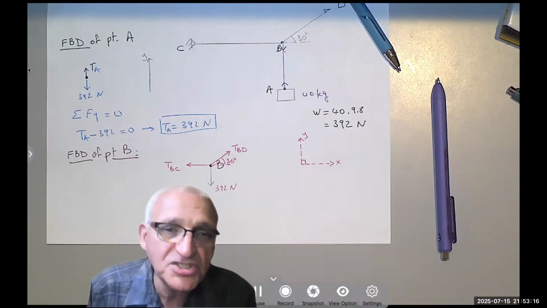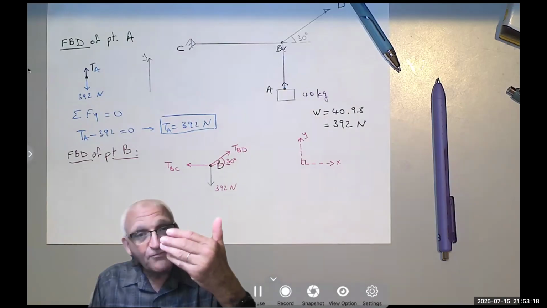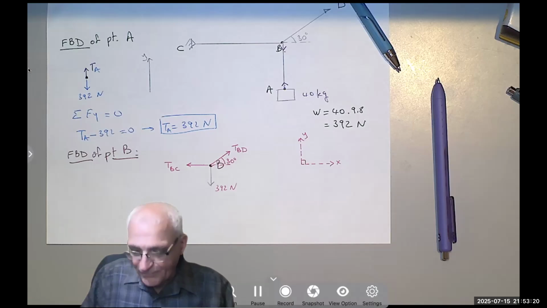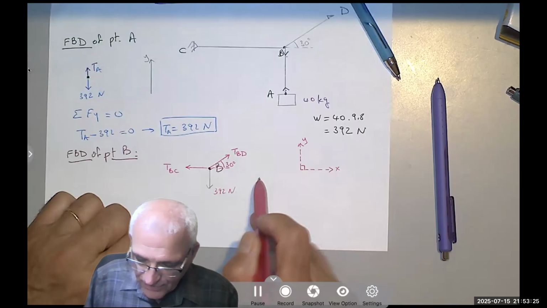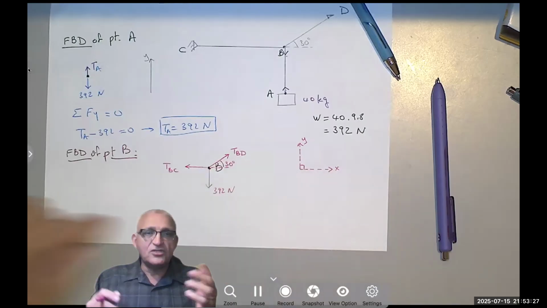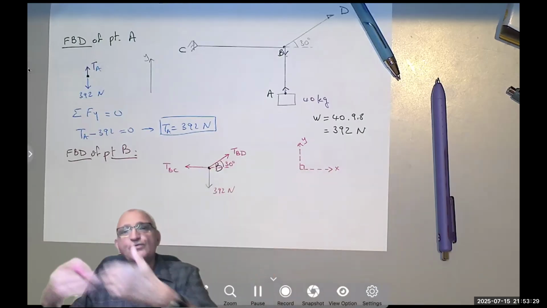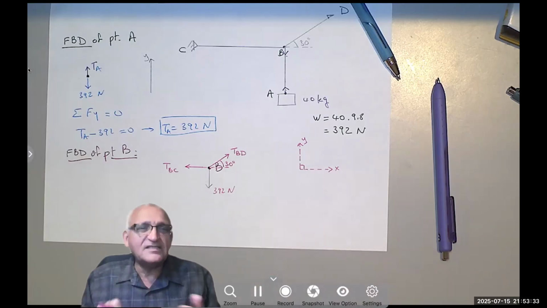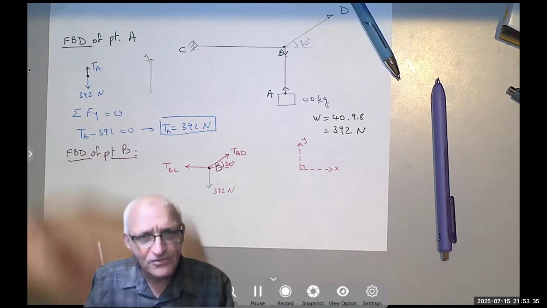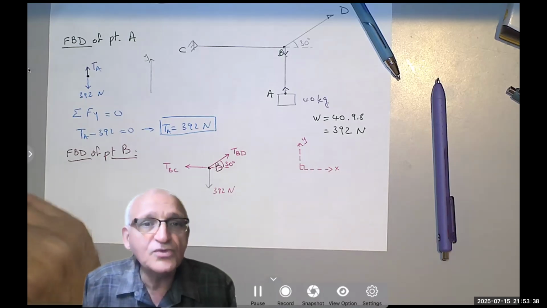You solve two equations in two unknowns, but you solve one equation at a time. If you start with the X, you will get TBD cosine 30 minus TBC equals 0. You can do anything. And then you move to the Y. So why don't you move to the Y in the first place? Nobody tells you have to start with the sum of the forces in the X. No, you can start with whatever.